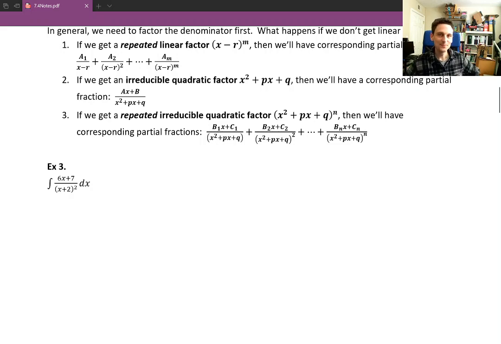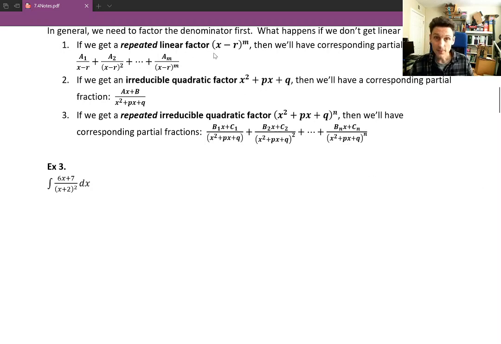Hello and welcome. In order to use the method of partial fractions, we need to be able to break the denominator down, so factor the denominator. But what happens if the factors you get are not just linear factors, like we were just looking at a moment ago in examples 1 and 2? For example, what if you have a repeated linear factor, one that's raised to an exponent, or an irreducible quadratic factor, or a repeated irreducible quadratic factor? Well, that's what we're going to look at here.